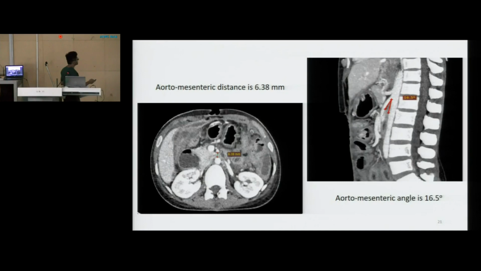This is the aortomesenteric distance, which was 6.3 mm. The normal aortomesenteric distance is 10 to 28 mm. And this was the aortomesenteric angle, which was 16.5 degrees. And we can see the duodenum here compressed between the aorta and the SMA. And here we can see the duodenum, which is dilated.